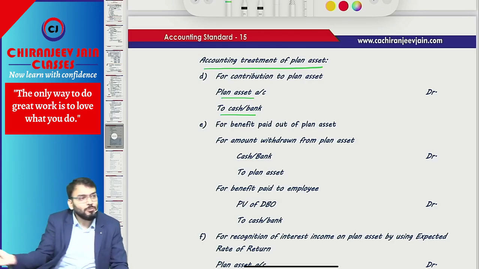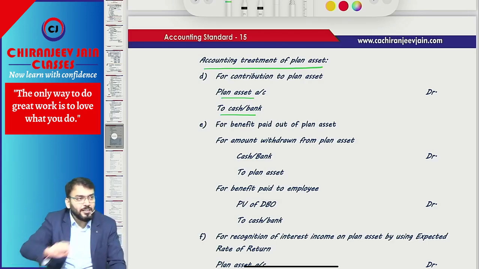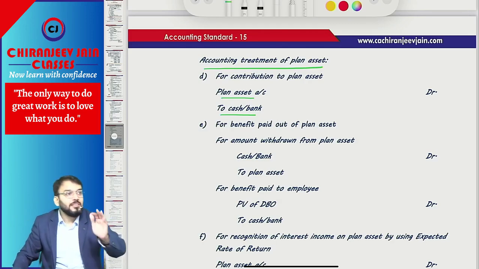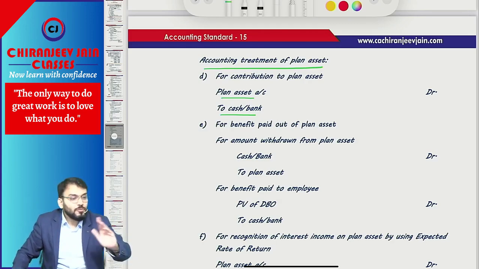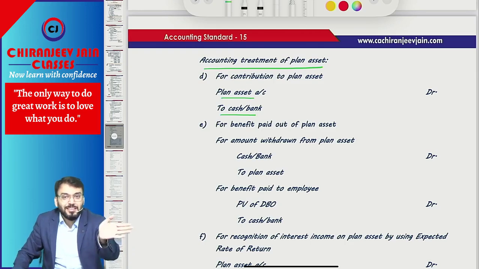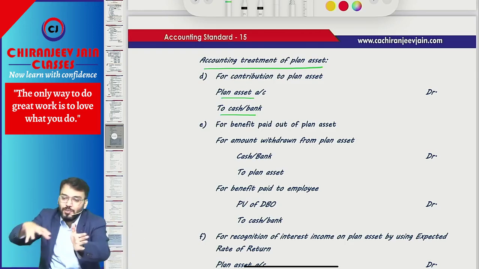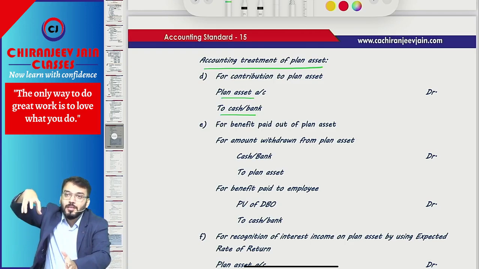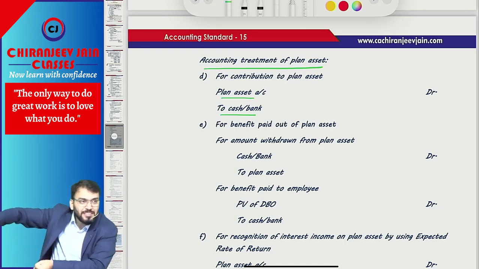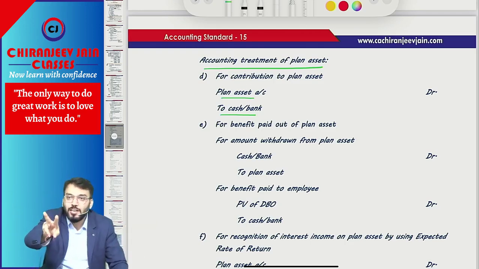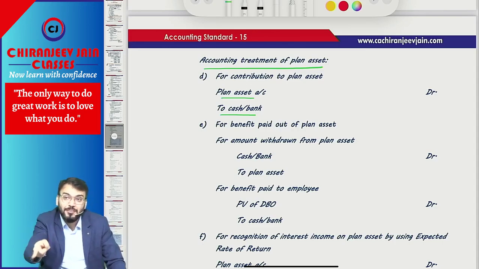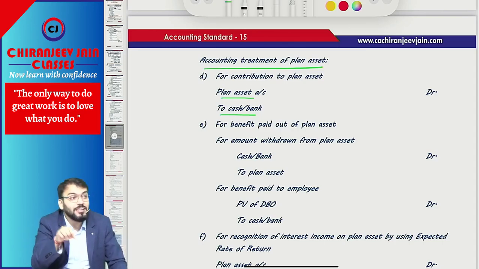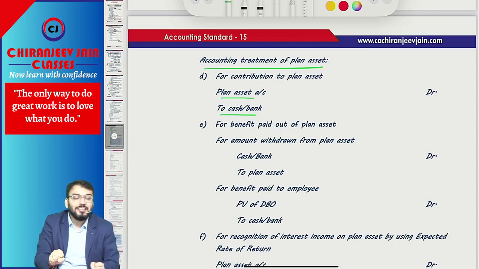And this amount is paid to whom? Employee. So there are two journal entries. This is known as benefit paid. Benefit paid to employee. So for benefit paid to the employee under this plan, first we'll withdraw the amount from plan asset, and then we'll pay this amount to employee. So they will say benefit paid, but there are two journal entries. First journal entry is what? Cash or bank account debit to plan asset.